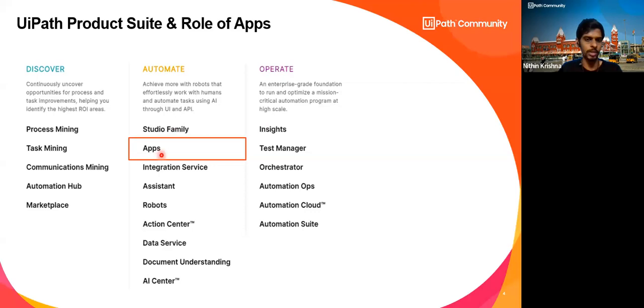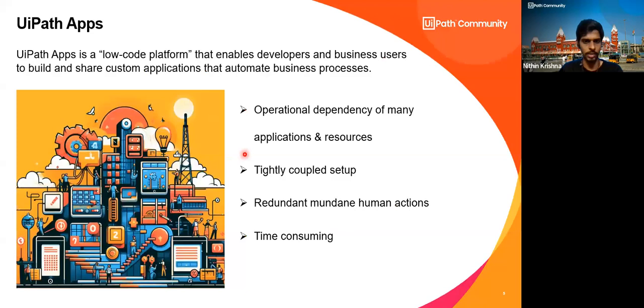UiPath Apps is basically a low-code builder, which will help you to build applications and use robots to run the application. This is the brief about UiPath Apps. You can use all these tools interdependently or dependently, however you want. That's how the UiPath landscape is structured. You can just plug and play with all these tools with your core product suite, which is Studio, Orchestrator, and Robot. With that being said, let's go ahead and see what UiPath Apps is.